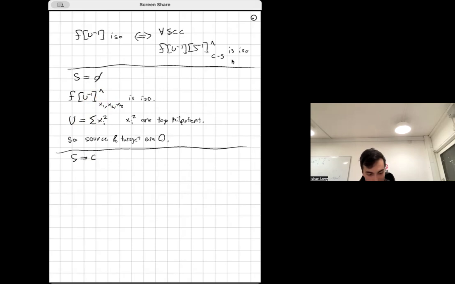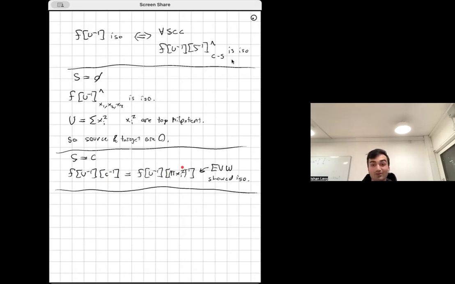So then there's the case when S is the whole conjugacy class. In that case, you invert this U, and then you're inverting the whole subset. You're inverting every single thing in this conjugacy class. And that's the same as, if you invert a bunch of elements, inverting their product. So in other words, it's the same as inverting the product of these xi squareds. And that was exactly what Ellenberg, Venkatesh, and Westerland showed is an isomorphism. And so this one we're already okay, because that was the part that was already known to be true.